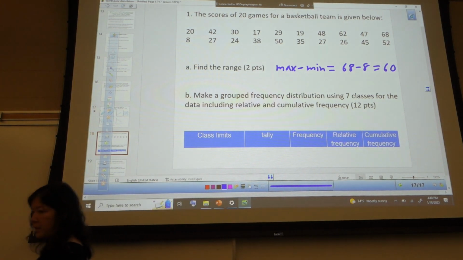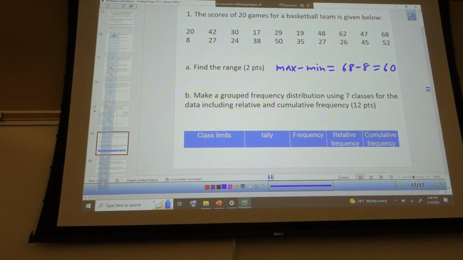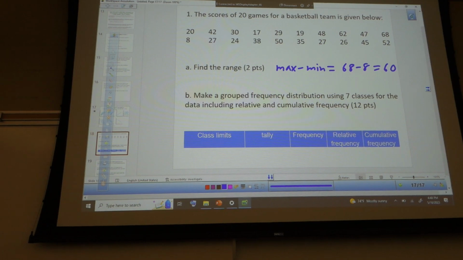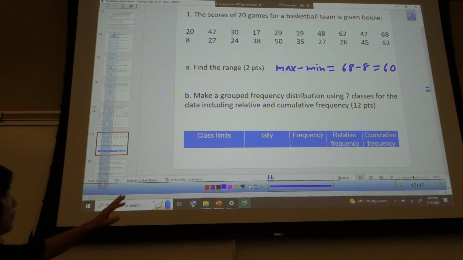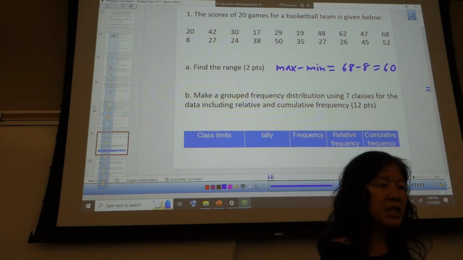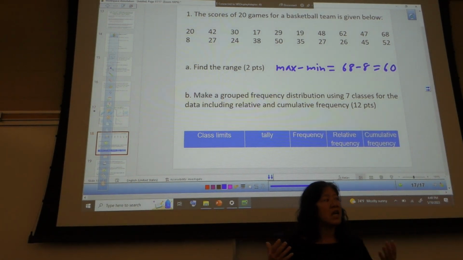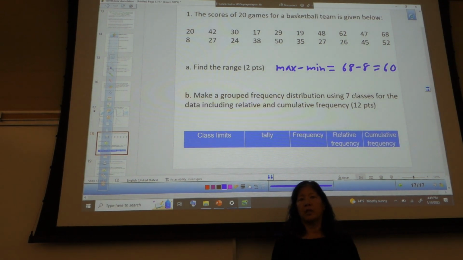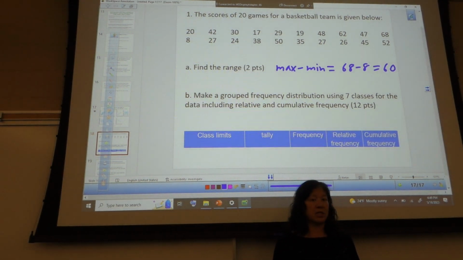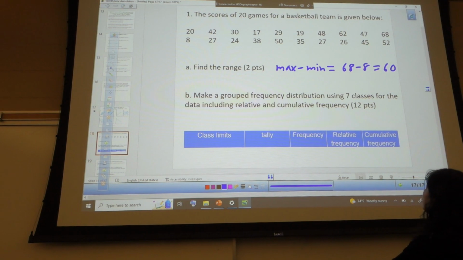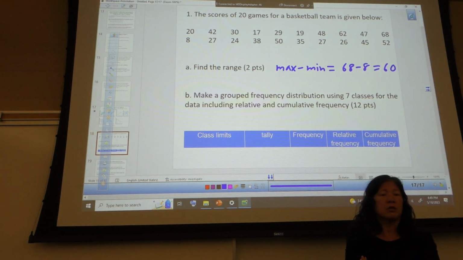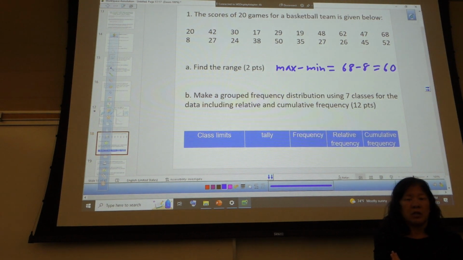So now try to figure out what your class limits should be. What do you think? All right, let's think about this for a second. I have my range of 60, and to figure out what my class width is, ideally, what size class widths do we want? 5s and 10s and 20s, right? Does that make sense? People remember that? So in this case, with a range of 60, which size is going to make the most sense to use? 10. When you can, do 10.